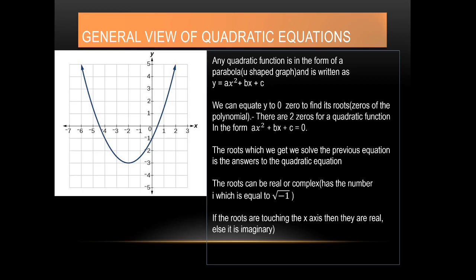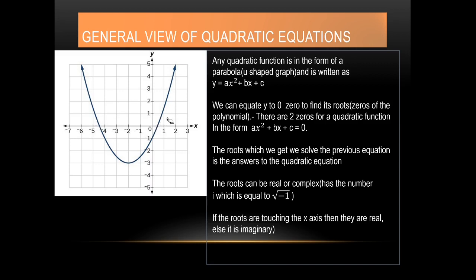A quadratic equation is represented as a parabola on a graph. A parabola is a U-shaped graph, and its general form is ax squared plus bx plus c is equal to y. That's the generalized form of a quadratic polynomial. To find the zeros of this polynomial, you equate y to 0, and you can find these two markings which I have made in red. These are the zeros of this quadratic polynomial.